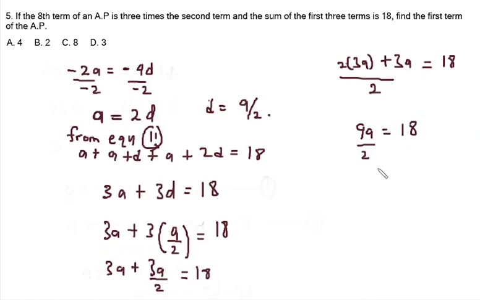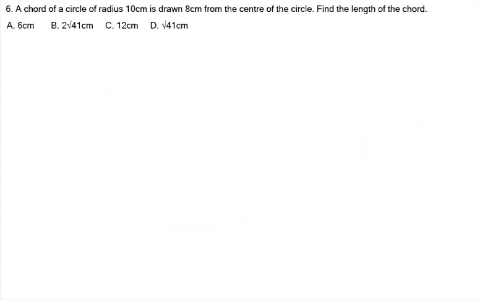Cross multiplying, you have 9a is equal to 36. Dividing both sides by 9, a is equal to 4. So the first term of the arithmetic progression given in this question is equal to 4. So our answer is A. Let's move on to the next question.